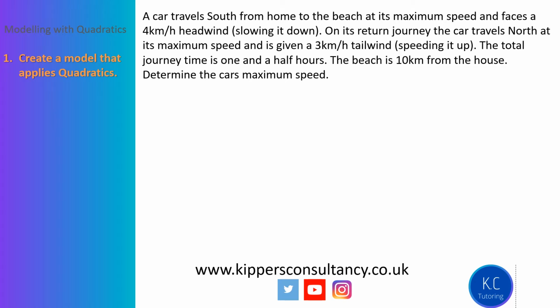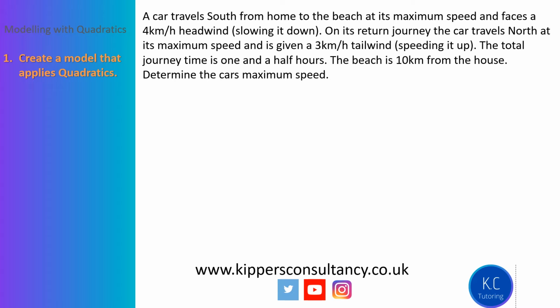A car travels south from home to the beach at its maximum speed and faces a 4 km/h headwind. This will slow the car down. On its return journey, the car travels north at its maximum speed, but is given a 3 km/h tailwind. This will speed it up. The total journey time is 1.5 hours. The beach is 10 kilometers from the house. We need to determine the car's maximum speed.